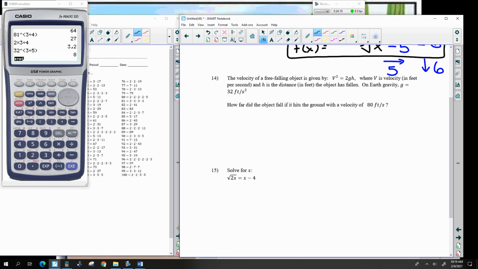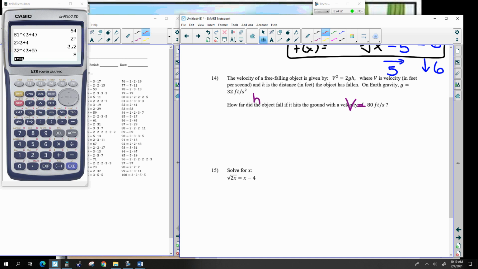Oh, we have a word problem. The velocity of a free-falling object is given by a formula, where v is the velocity, h is the distance, and g is gravity. How far did the object fall? So that is h. How far did the object fall when the velocity, v, is 80 feet per second? So the question is, what is h?